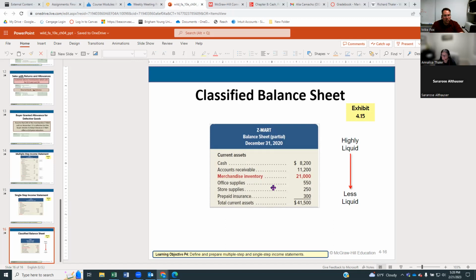And the same thing with liabilities. We'll have current liabilities, those are debts that are due within the next year, and long-term or non-current liabilities, those are debts due more than a year out. So you'll see that additional detail on a classified balance sheet.